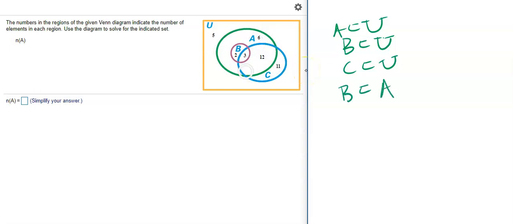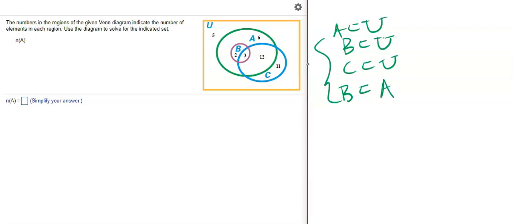And then C, since C hangs out of both of them, we cannot say that C is a subset of either one. And then you notice that B also is hanging outside of C. It has 2 elements that are not inside of C, and so B is not a subset of C either. And so we would have these kinds of relations as far as subsets are concerned.